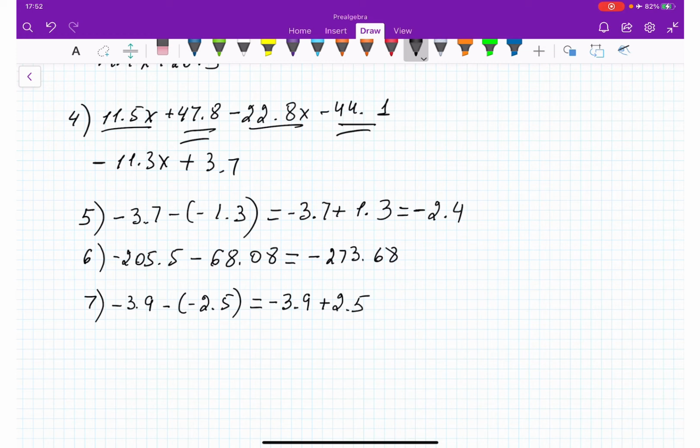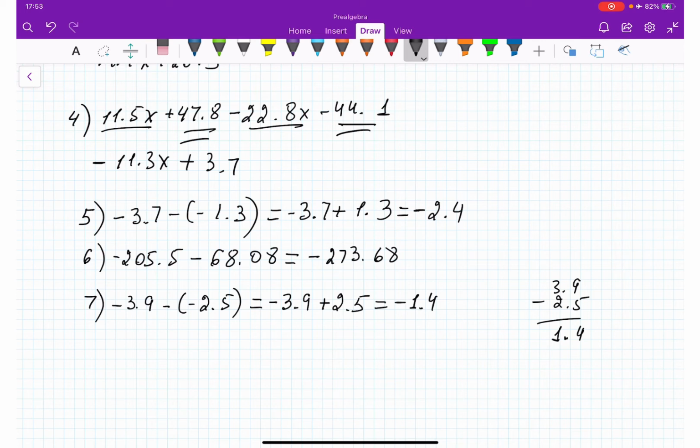2.5. Okay, so 3.9 is a bigger number, so it's going to be negative sign. But because they are different signs, we need to subtract 3.9 minus 2.5. So 9 minus 5 is 4, 3 minus 2 is 1, negative 1.4. Okay, question number 8.